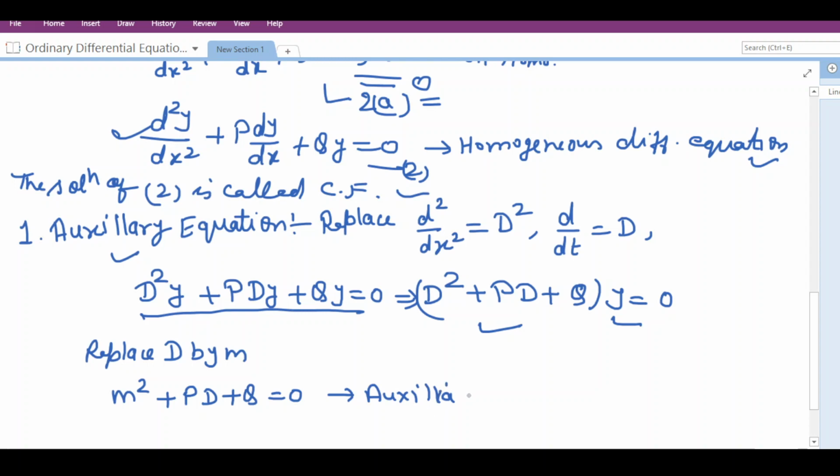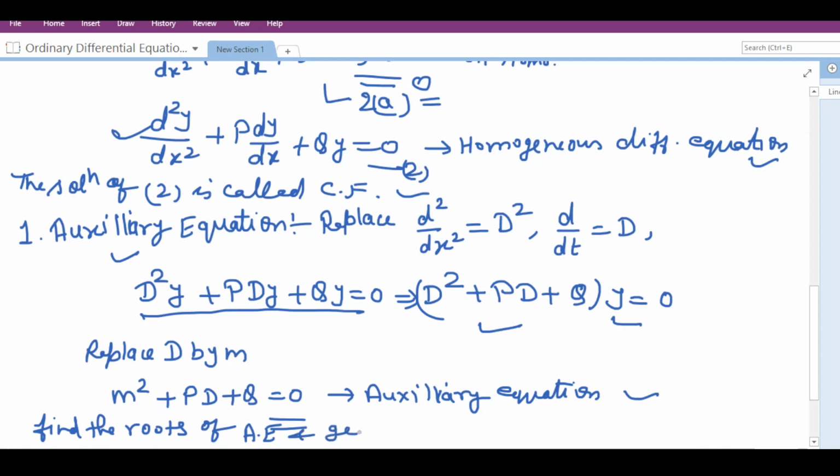And here is the auxiliary equation, right? So this is the auxiliary equation, and here I have missed an i also, right? So this is called the auxiliary equation. Now find out the roots of this auxiliary equation, and then we can write the solution. Find the roots of the auxiliary equation and get the desired solution.